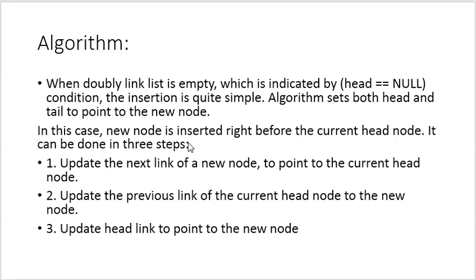Its insertion will be just the same as we inserted a node in the singly linked list. First we have to check the head. If the head is null, then we insert a node and the head will be pointing to that new node, while the pointer of that node will be pointing to null, as there will be no other node after that.